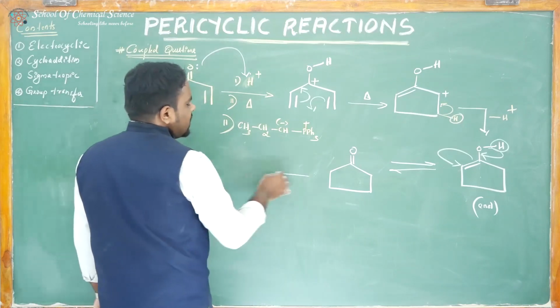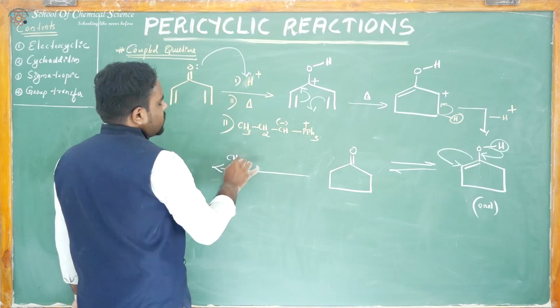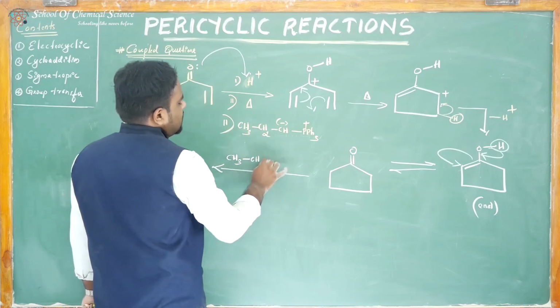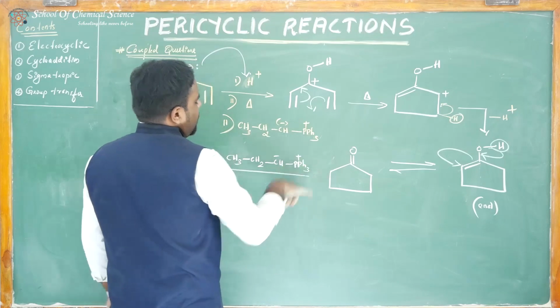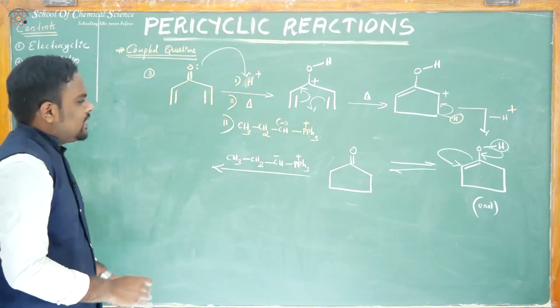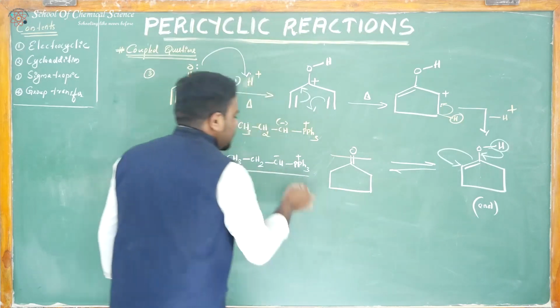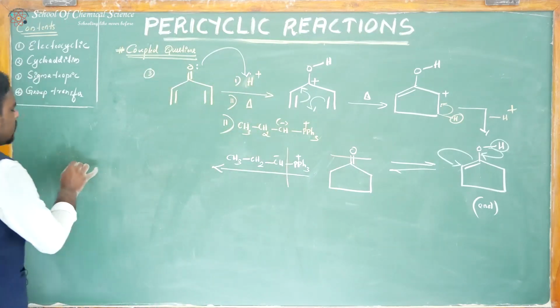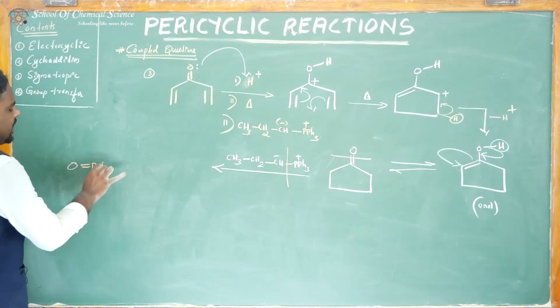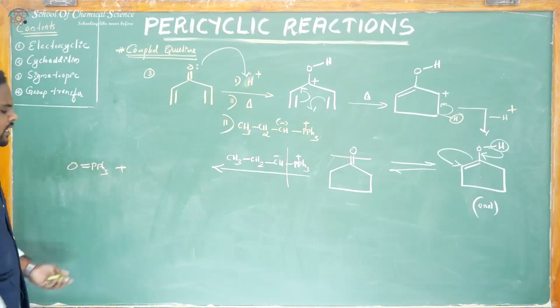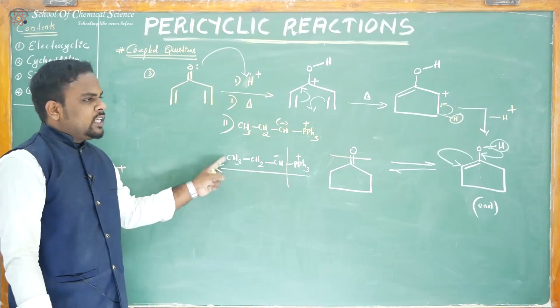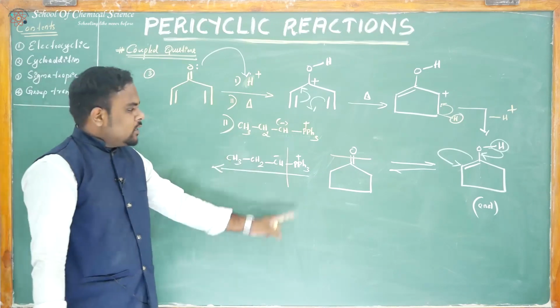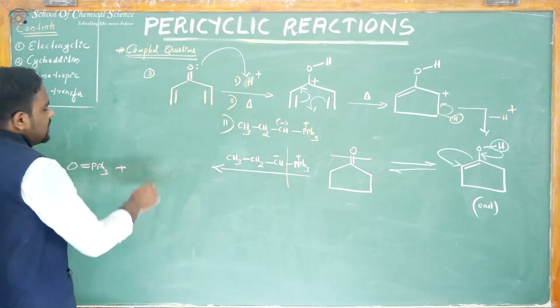Then the third reagent, which is a phosphonium ylide, CH3CH2CH minus PPh3 plus. You can easily write the product, cut and paste. So O double bond PPh3 is the byproduct, and what is the product? Here the R group is an electron donating group, so you will get a Z alkene.